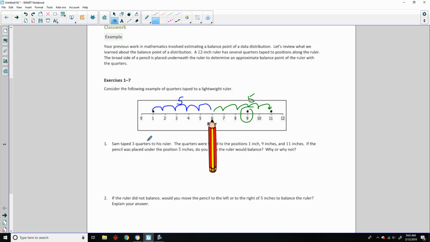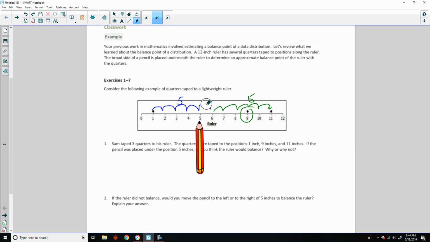So it says Sam taped 3 quarters to his ruler. The quarters were taped to the positions 1 inch, 9 inches, and 11 inches. If the pencil was placed under the position 5 inches, do you think the ruler would balance? Why or why not? So now we're going to put the pencil at 5.